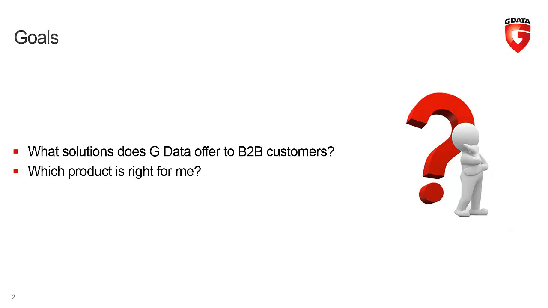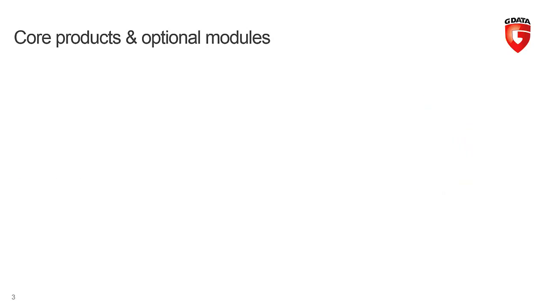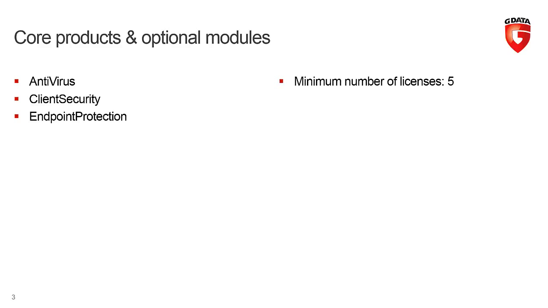GData's product portfolio is very clearly structured. We have three different core products: antivirus, client security, and endpoint protection. The minimum number of licenses is 5. Each of those products can be upgraded with an optional backup, patch management, and email protection feature.